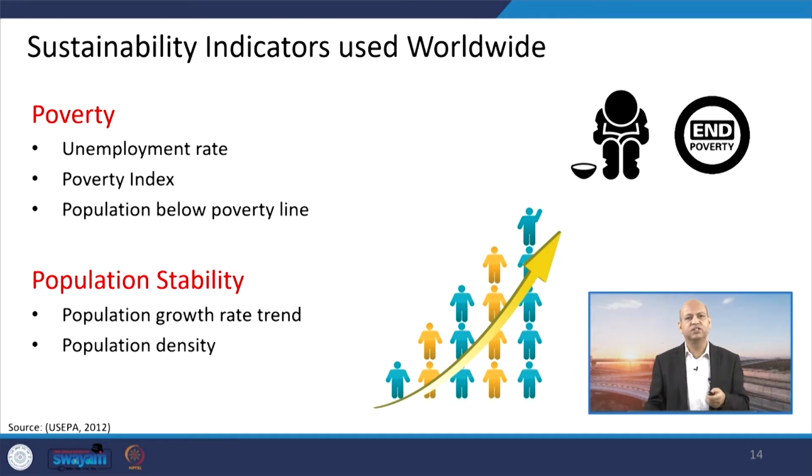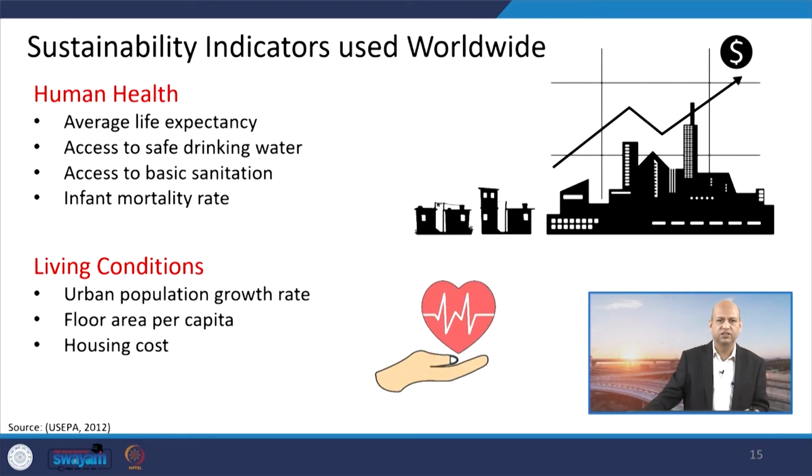So, all these things are helpful in understanding those things. When we talk about human health, then the average life expectancy, safe drinking water, air quality, or basic sanitation related things, or infant mortality rate, all these are the indicators which help us to understand the human health related aspects of a society.